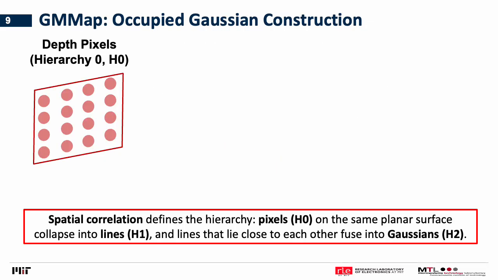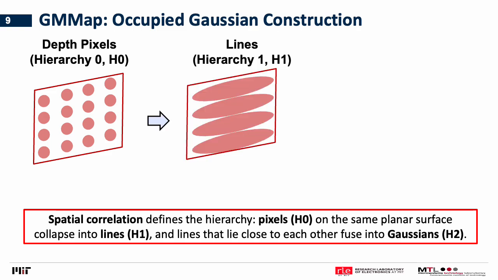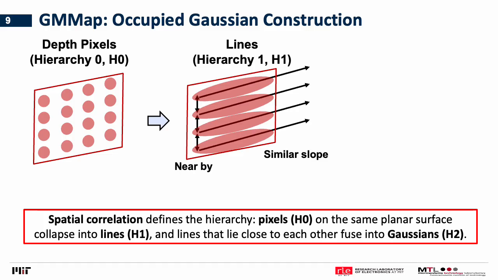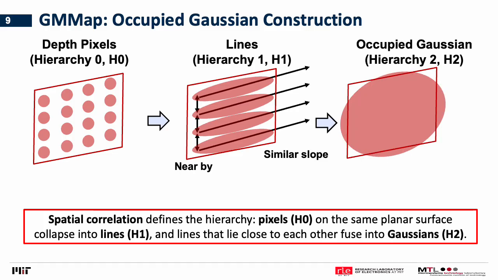Spatial correlation drives the entire map construction hierarchy from depth pixels to Gaussians. At hierarchy 0, which we call H0, we have the depth pixels. Now, pixels that lie on the same planar surface have similar slope, so they are converted into lines at H1. Then lines that themselves lie close to each other are fused into accelerated Gaussians at H2. So the conversion is progressively more compact as pixels become lines, and lines become Gaussians.